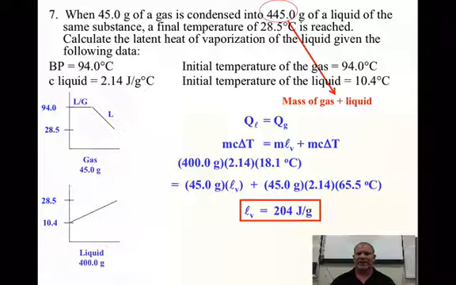I'm not going to put a positive or negative sign in front of it in this situation just because I'm going after a value which is a positive value.